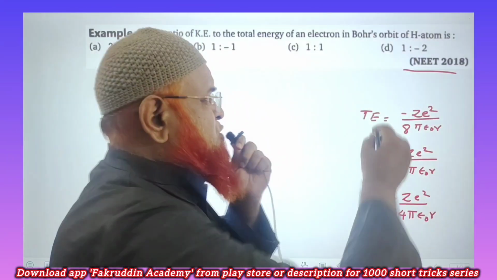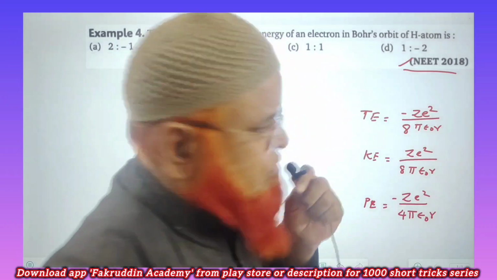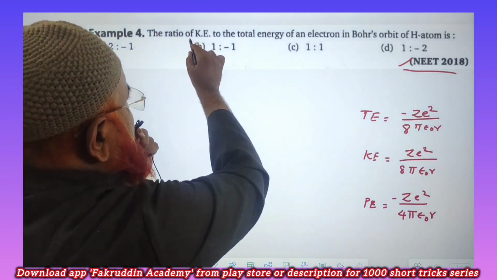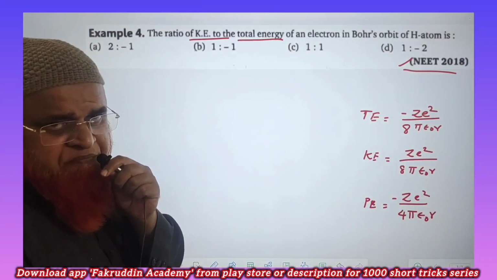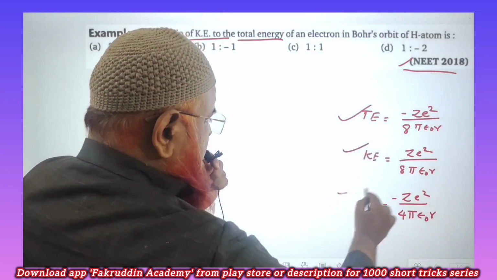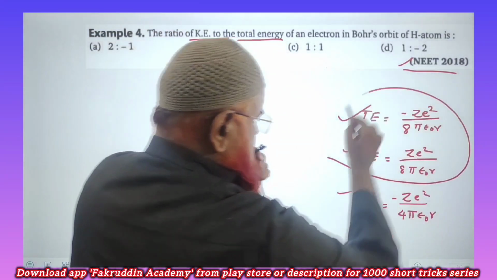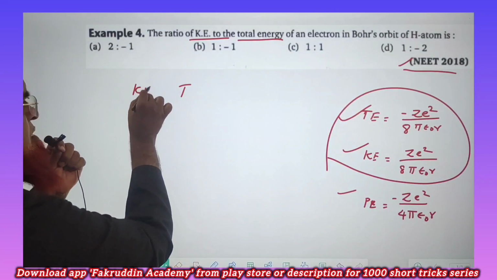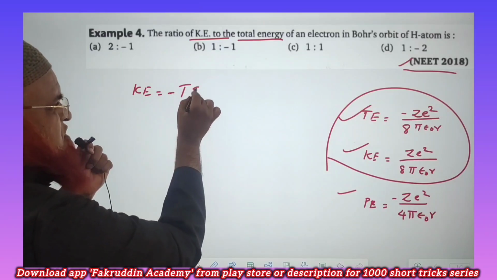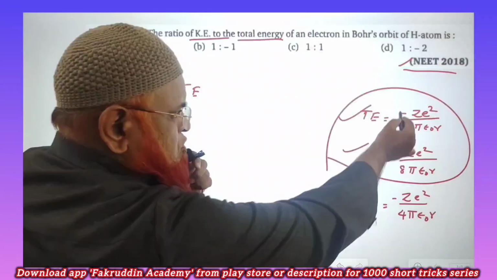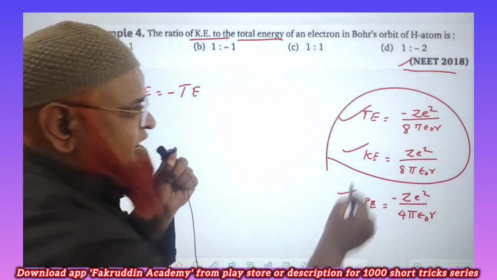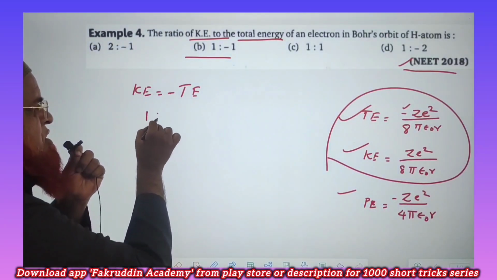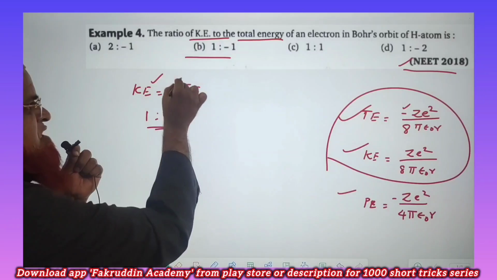My dear students, this was a question asked in NEET 2018. He is asking us to find out what is the ratio of kinetic energy to that of total energy. And you know the formulas for total energy, kinetic energy and potential energy. If you take these two formulas, it is understood that kinetic energy is equal to minus times total energy, because minus sign is there here. So with this it is understood that B is going to be the correct option, because 1 is to minus 1.